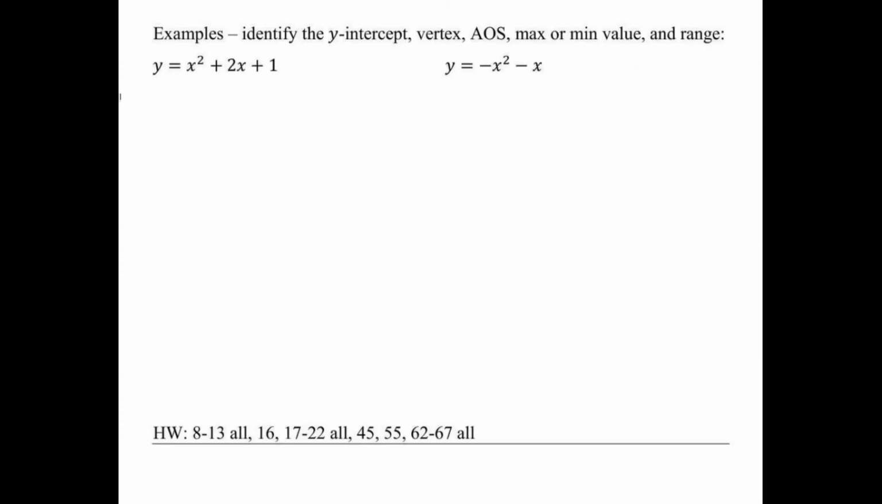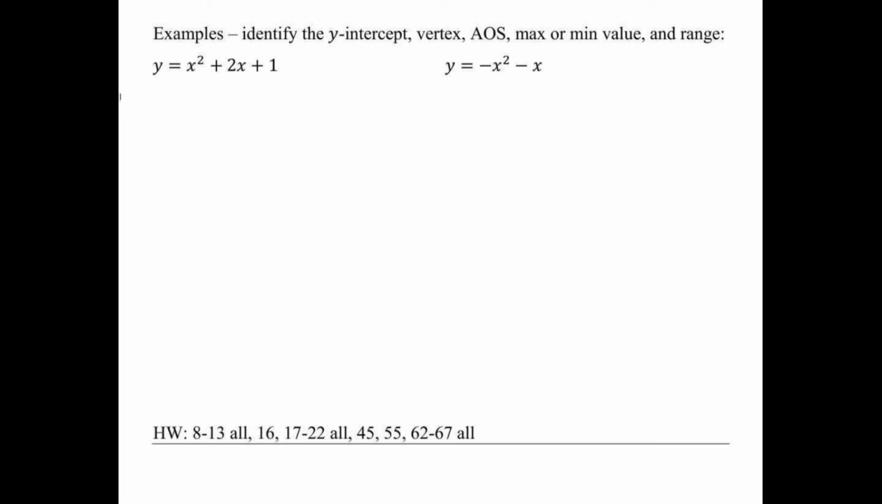So identify all of these things: y-intercept, vertex, axis of symmetry, max or min value, and range. How come I didn't list domain? Why aren't we finding that? Yeah, domain is always all real numbers anyway, so there's no point. All right? It's not a challenge.